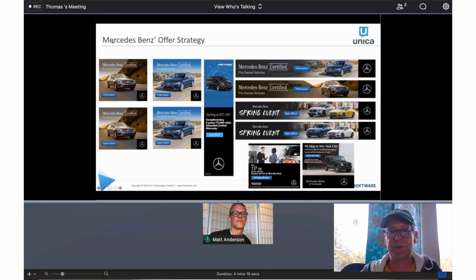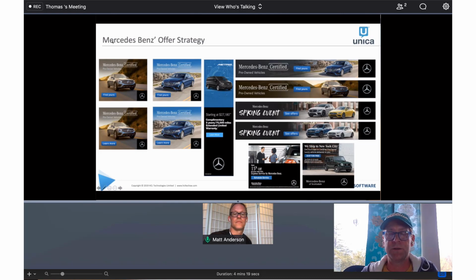This one I love. Mercedes-Benz, you can really see what they're trying to do here. Their offer strategy is around different messages associated with different creatives. You can see at the top they're running Find Yours with two different cars, and they're also running Learn More with those same two cars. Clearly, they're testing here for which message works best with each of those treatments. You can see they've expanded that into vans, so their Learn More offer is now extended into vans.